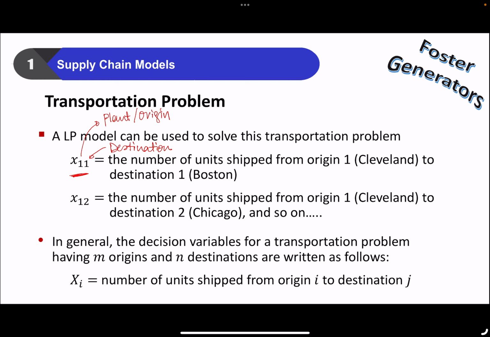So in general, the decision variables for each transportation problem having m origins and n destinations are written as follows. xij equals the number of units shipped from origin i to destination j. I think a j is missing here. xij is the number of units shipped from origin i to destination j. Please add that on.